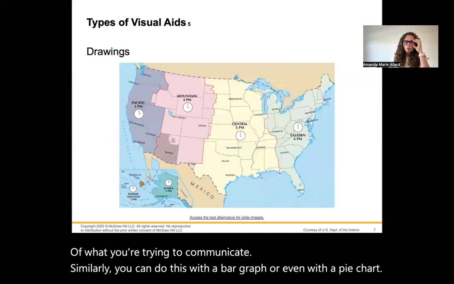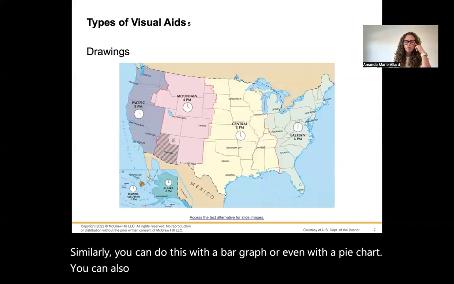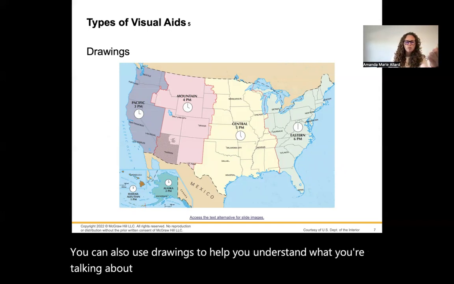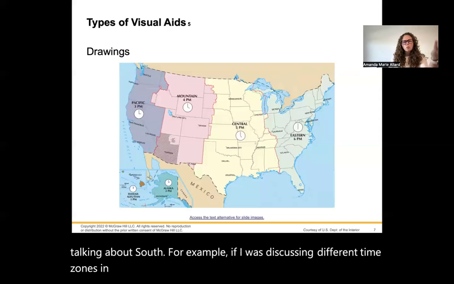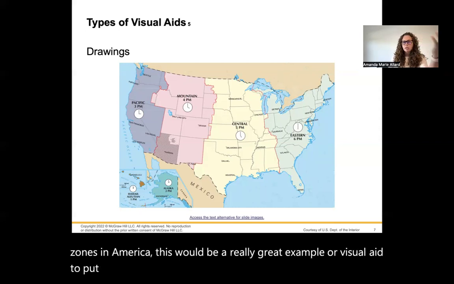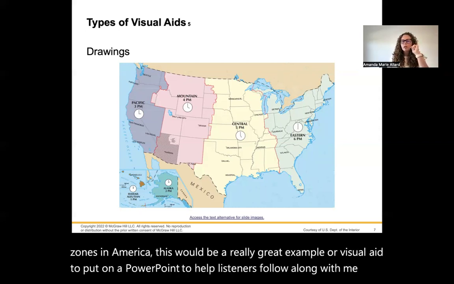You can also use drawings to help you understand what you're talking about. So for example, if I was discussing different time zones in America, this would be a really great visual aid to put on a PowerPoint to help listeners follow along with me while I talk.